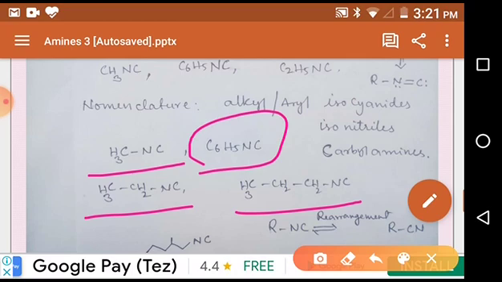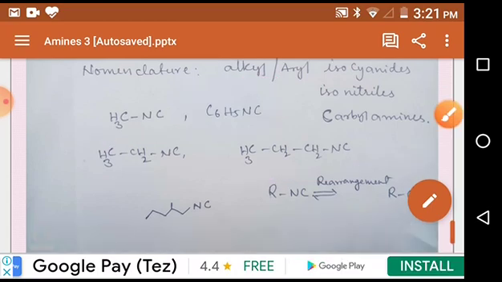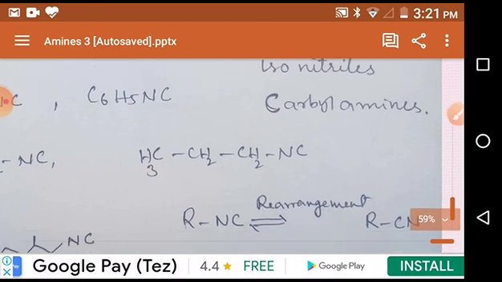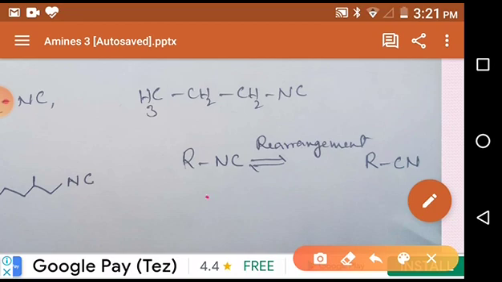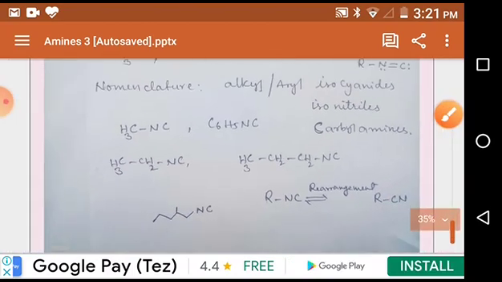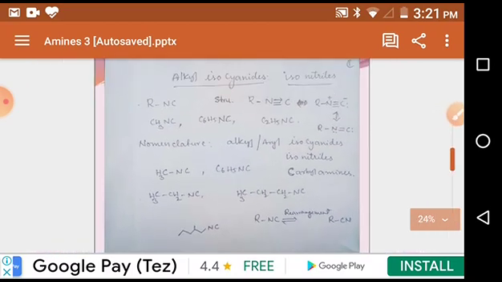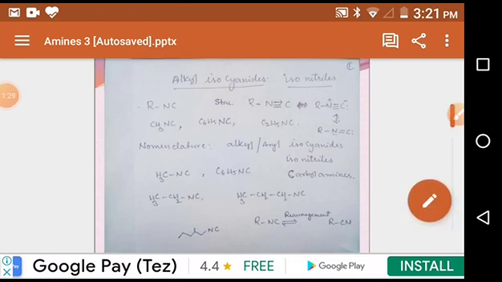In general, we call these isonitriles or carbylamines. Cyanides rearrange into isocyanides; the conversion of cyanides into isocyanides takes place, and these are in equilibrium with the cyanides. Okay, this is about the nomenclature of isocyanides. Next slide.